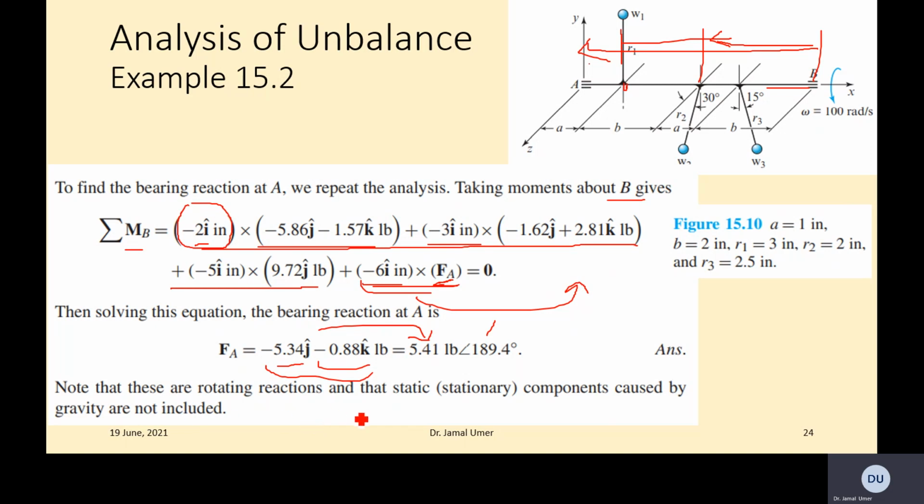Yeah, so note that these rotating directions and the static components caused by gravity are not included. So the gravity effect has not been included in this one.